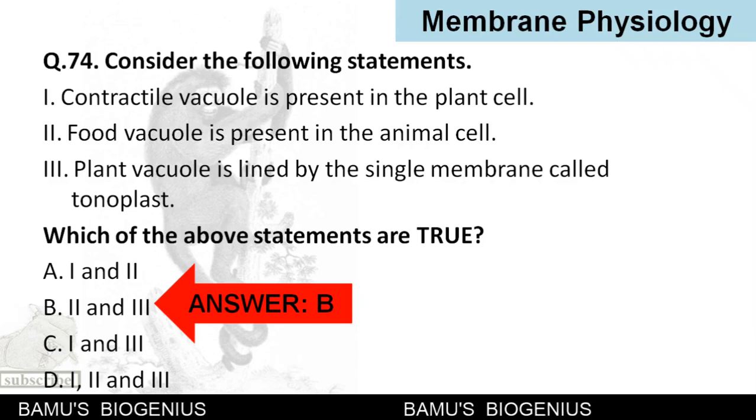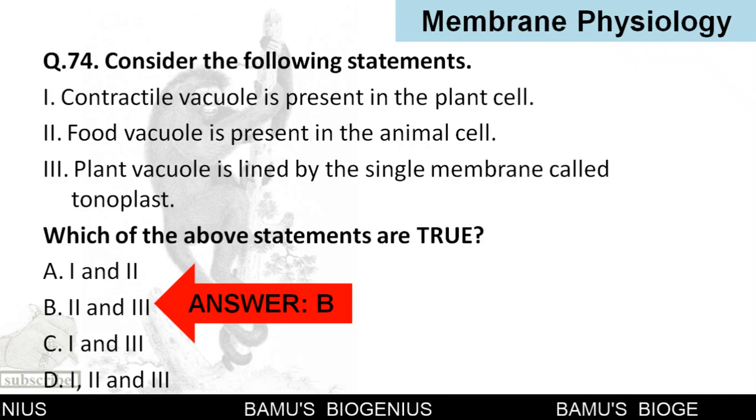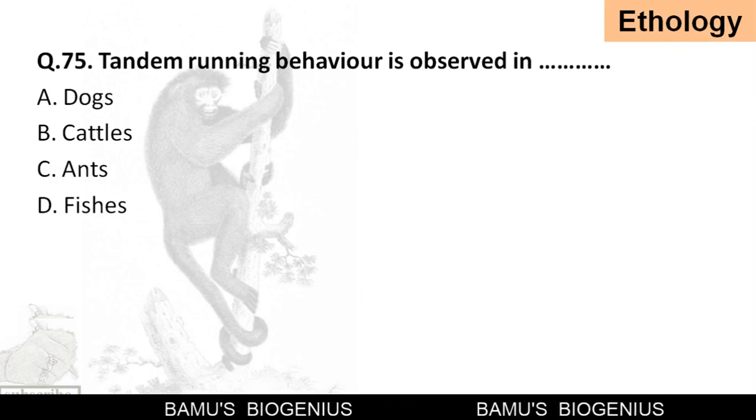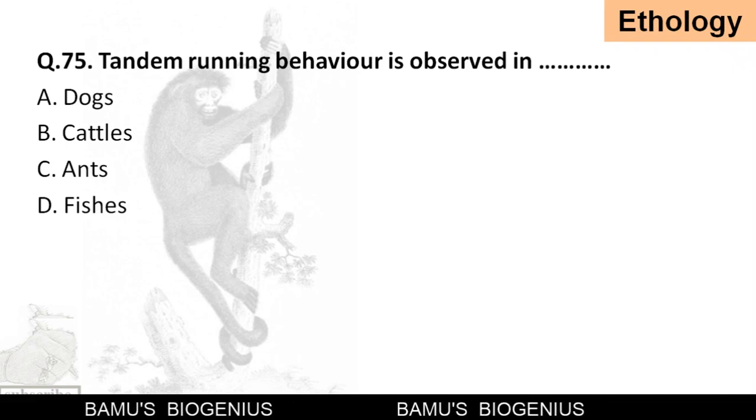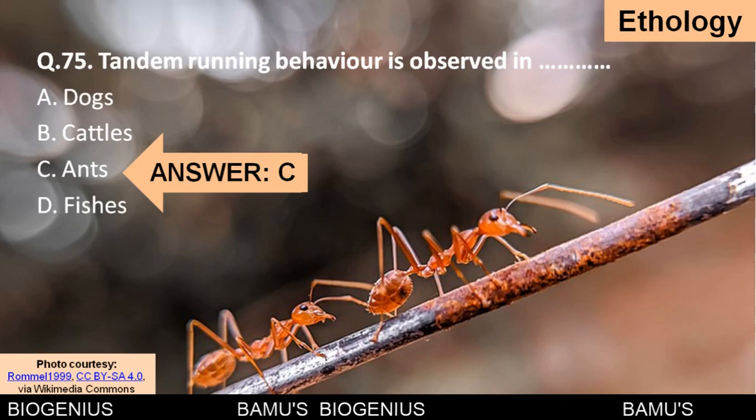Answer is B. That is, food vacuole is present in the animal cell and plant vacuole is lined by a single membrane called the tonoplast. Contractile vacuoles are not present in the plants. Then question number 75. Tandem running behavior is observed in dogs, cattle, ants and fishes. The answer is ants. Answer is C. So you can see here a kind of tandem running behavior shown by the ants.